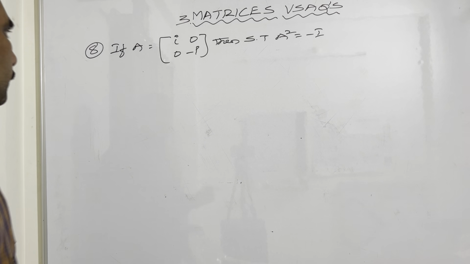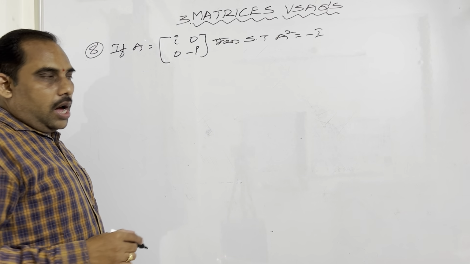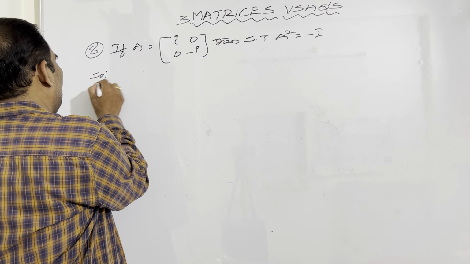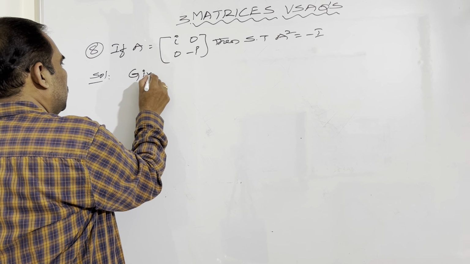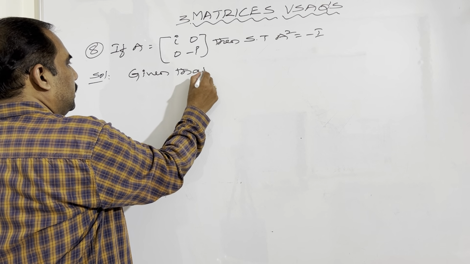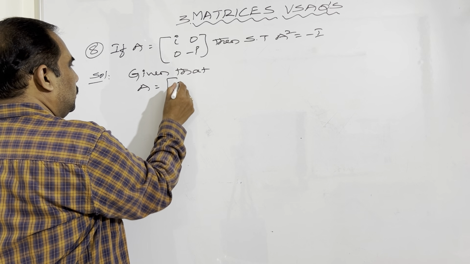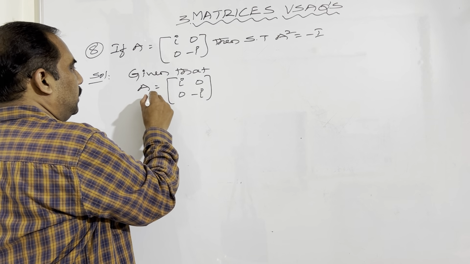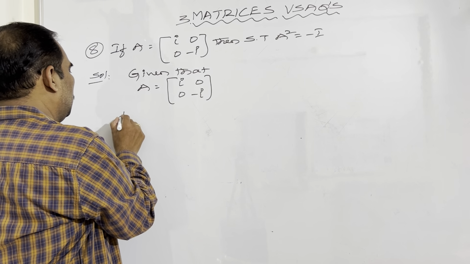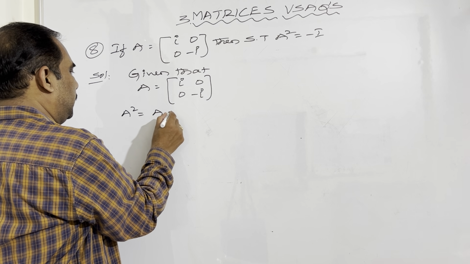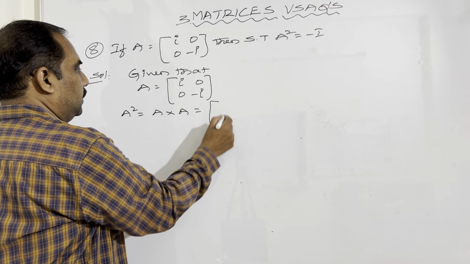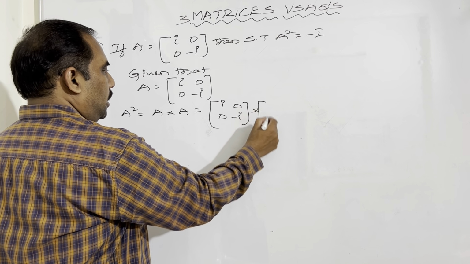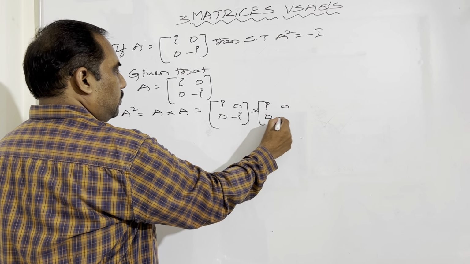So next, the eighth one, the question is, if A is equal to I 0 0 minus I, then show that A square is equal to minus I. So here, given that matrix A is equal to I 0 0 minus I. Now A square is equal to, we have to multiply the matrix A two times, which is equal to I 0 0 minus I into again I 0 0 minus I.